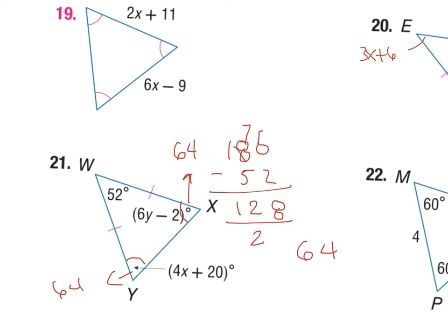Okay, and then we're going to set our equations to 64. So you're going to end up with 4x plus 20 is equal to 64. And you solve, and you'll get x that way. And then you're going to do 6y minus 2 is equal to 64. And you solve, and you'll get y that way. Hopefully that'll help.